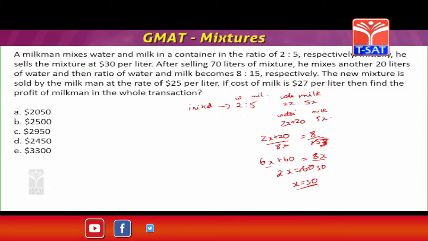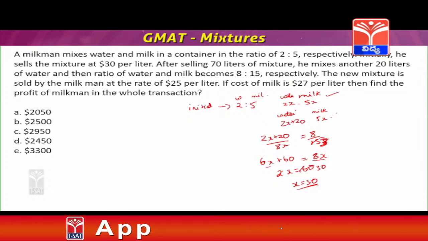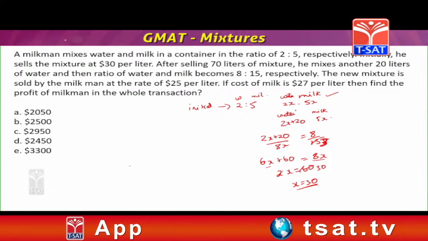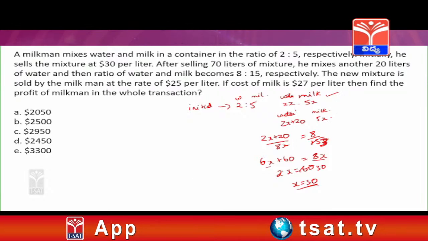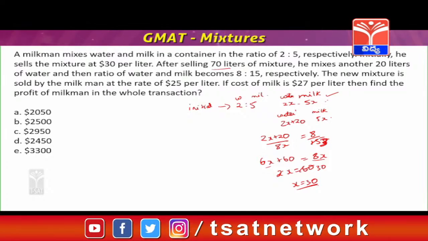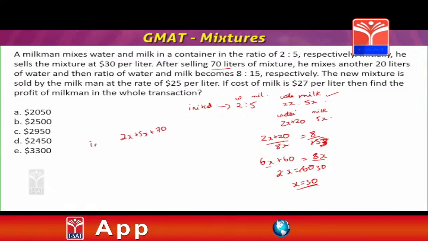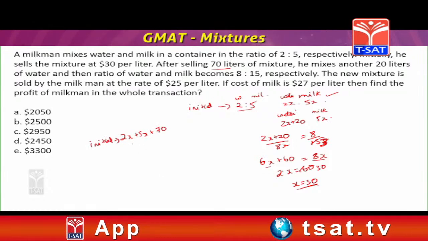Now, that means after selling 70 liters, he has 2x and 5x. So, that is what our x is, 2x and 5x was after selling 70 liters. So, the total will be 2x plus 5x plus 70, the initial amount which he started out with. So, the initial amount that he started with was 7x plus 70.